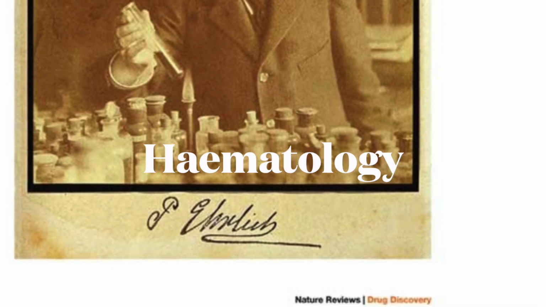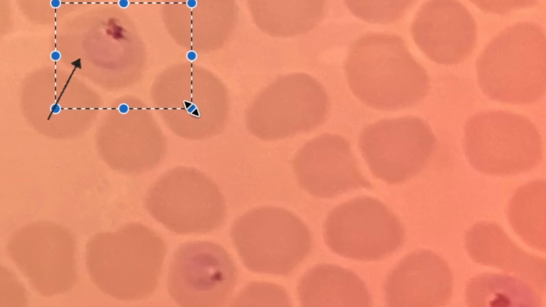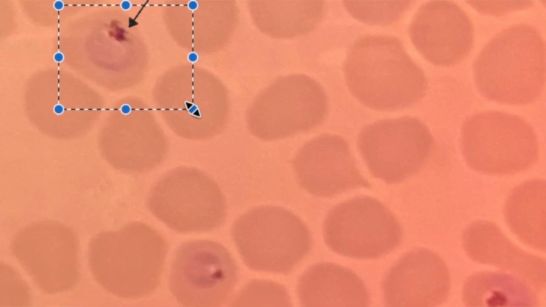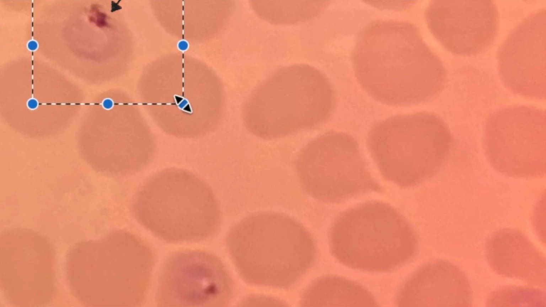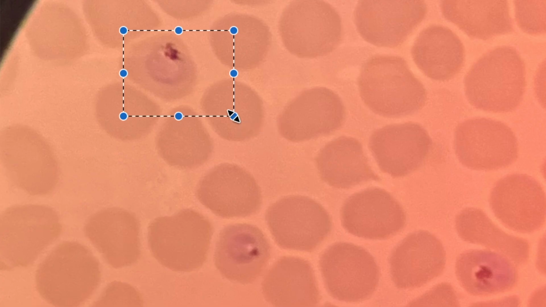Ehrlich discovered that acidic dyes stain basic biological structures, while basic dyes stain acidic biological structures. This concept, known as selective chemical affinity, is the foundation of Giemsa.